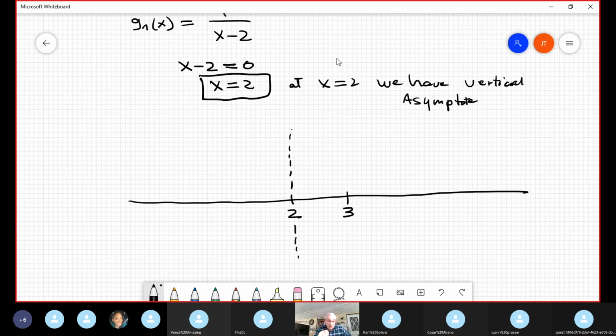Here, I evaluate. At 3 we cannot evaluate. Well, you can, but no. Because I know that G at 3 is undefined. G1 at 3, no.